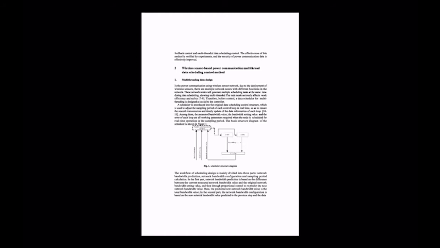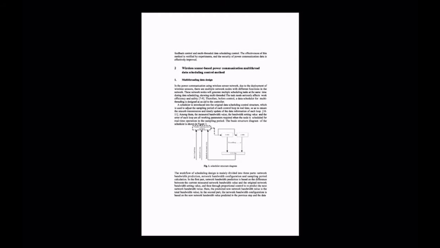Among them, the major bandwidth value, the bandwidth setting value, and the error of each loop are all working parameters required when the node is scheduled for real-time operation in the sampling period. The basic structure diagram of the scheduler is shown in figure 1, below.